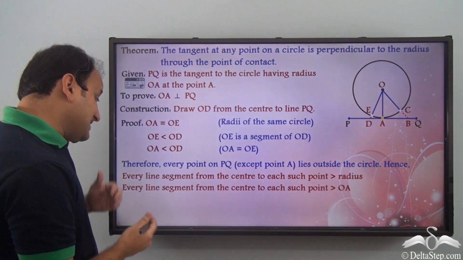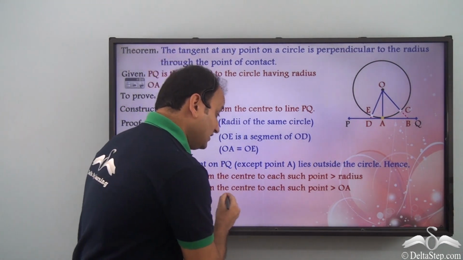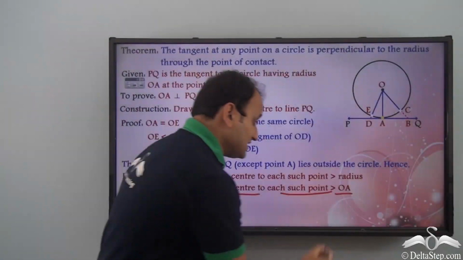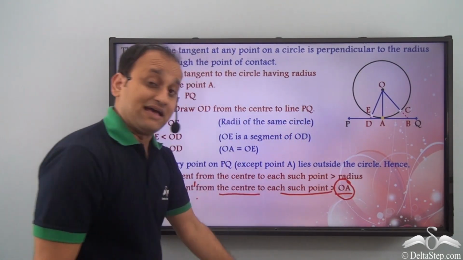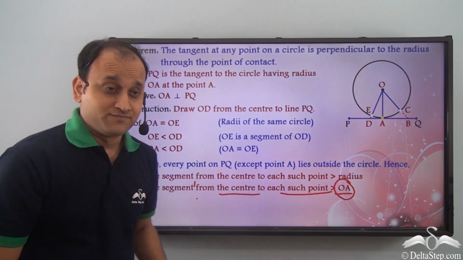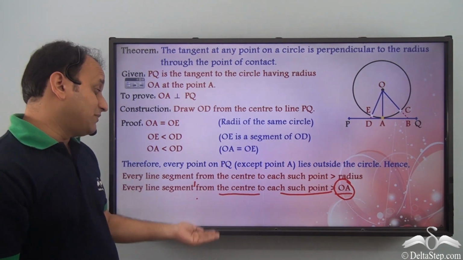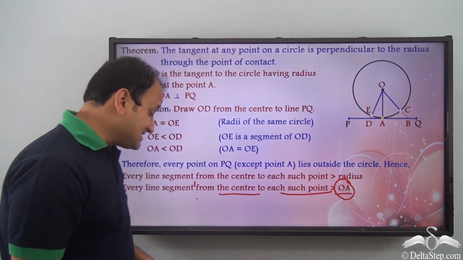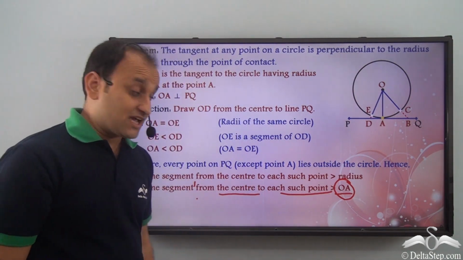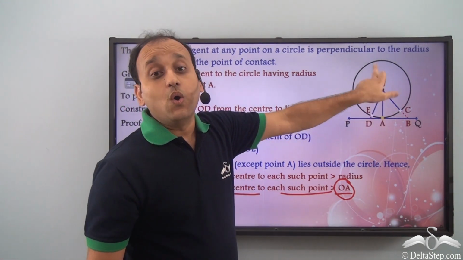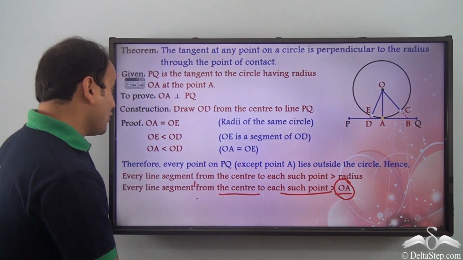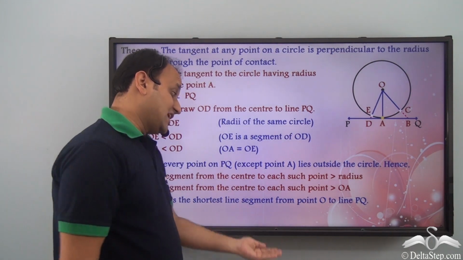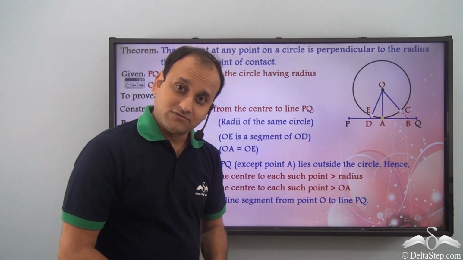So we can also say that every line segment from the center to each such point is greater than OA, because OA is nothing but the radius of the circle. If every line segment from the center to each such point is greater than the radius, then every such line segment will be greater than OA. So OA is the shortest line segment from point O to line PQ.